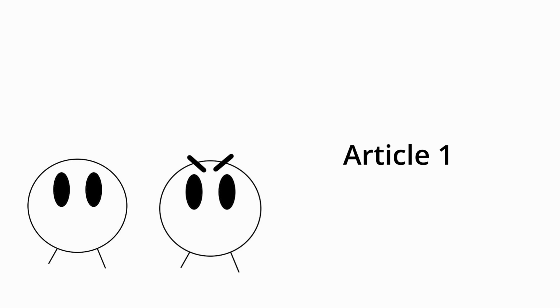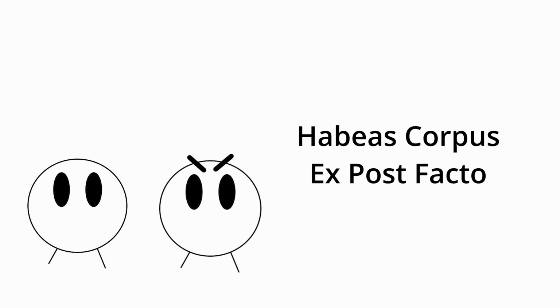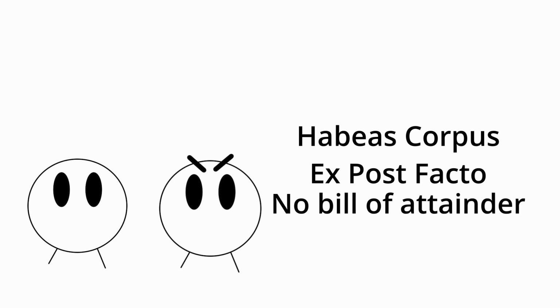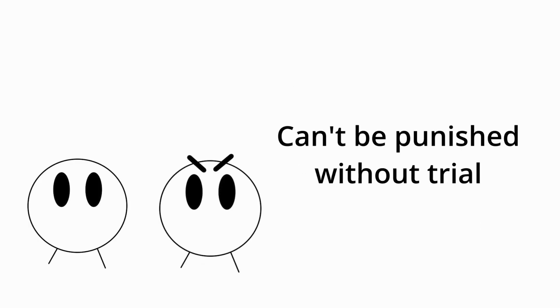Article 1. Now, the actual structure of Congress is alright, but there aren't really any rights of the people or states protected. There are some rights protected. Oh yeah, habeas corpus and ex post facto. I see you also put in no bill of attainder. Ooh la la. What does that mean? It means you can't be punished without a trial.